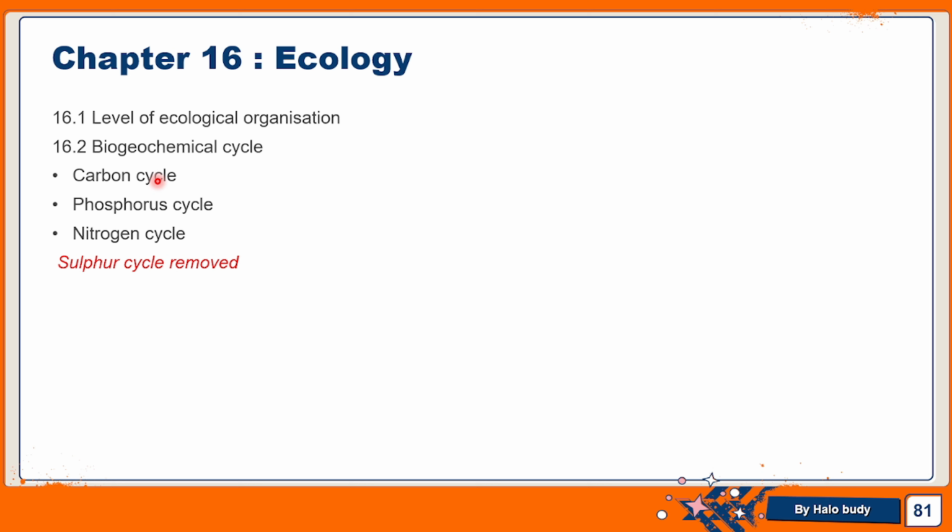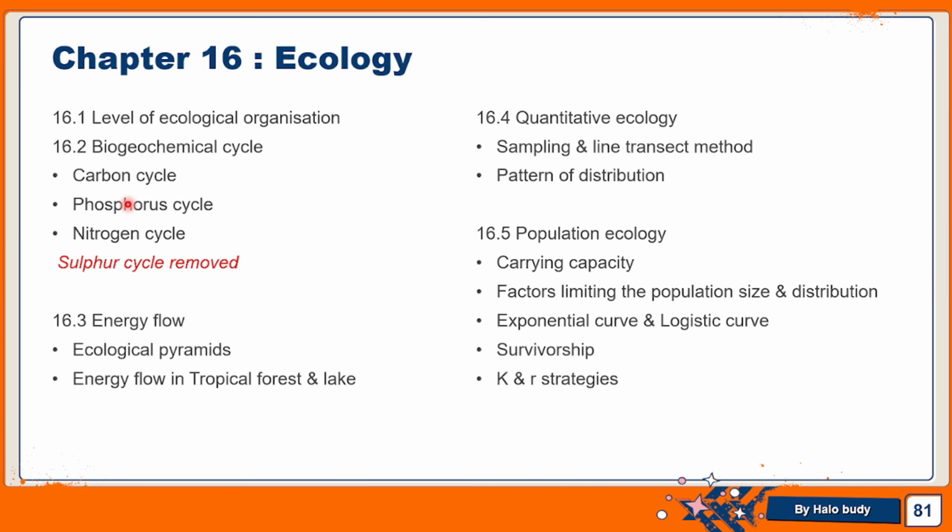How to reduce the emission of greenhouse gases, all that. What are the human activities and also natural phenomena that occur in the world that contribute to this kind of cycle? We need to know that. Okay. After that is energy flow.